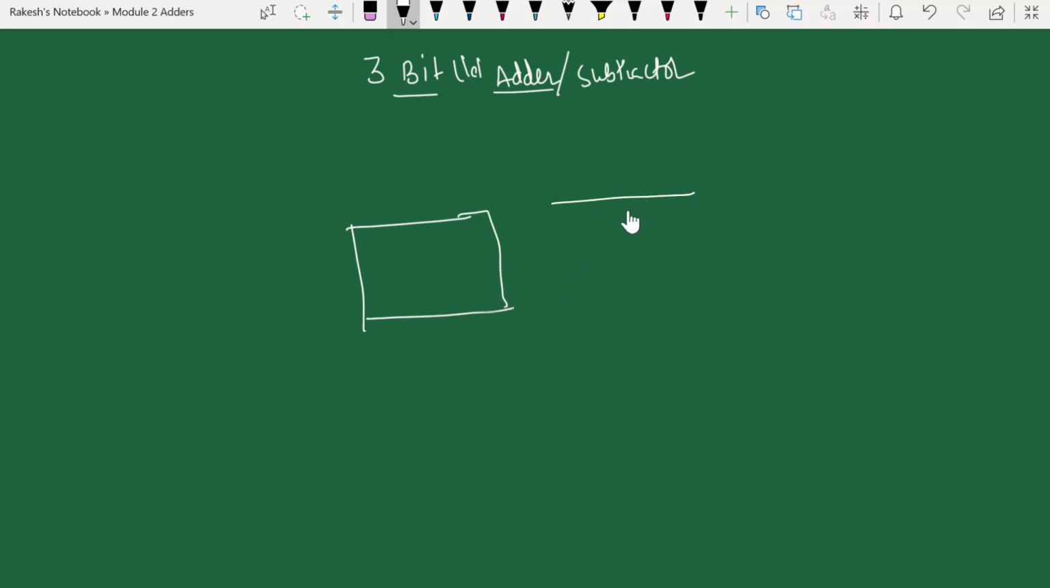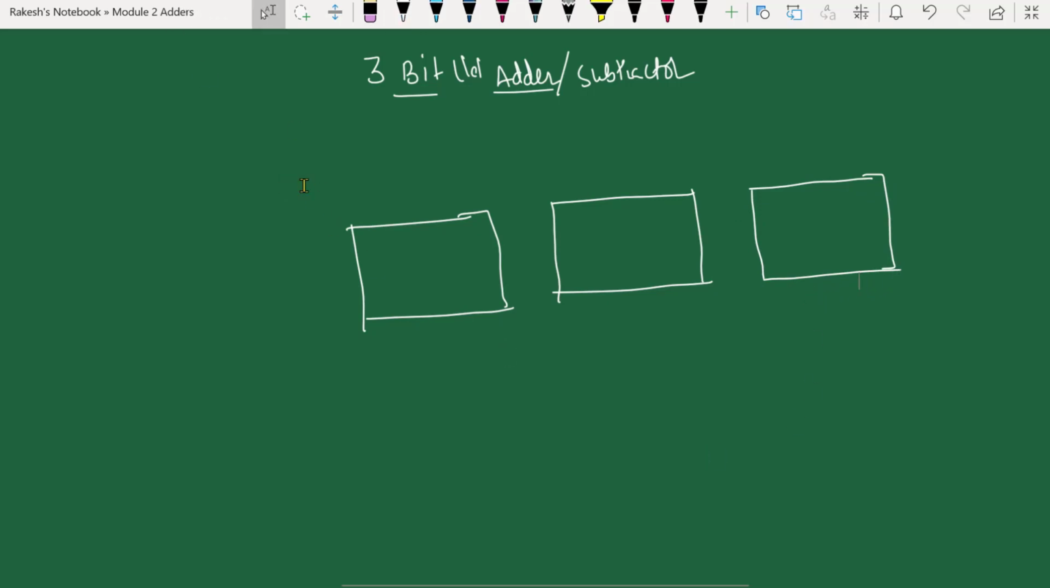This is my first full adder, this is my second full adder, and this is my third full adder. Please remember, these are the 3 full adders I am taking.